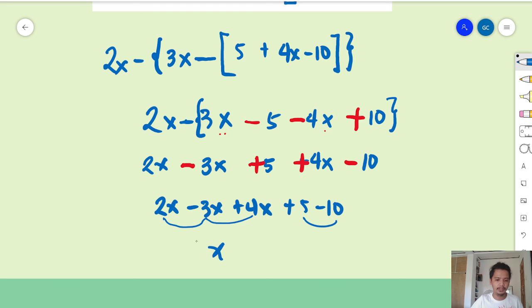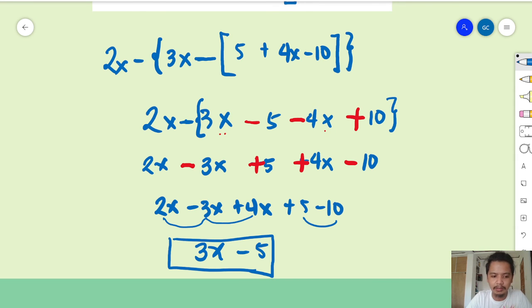Negative 1 plus 4, that is 3. So, we have there 3x. Then, we'll have there 5 minus 10, negative 5. So, that will be your simplified form. Okay?